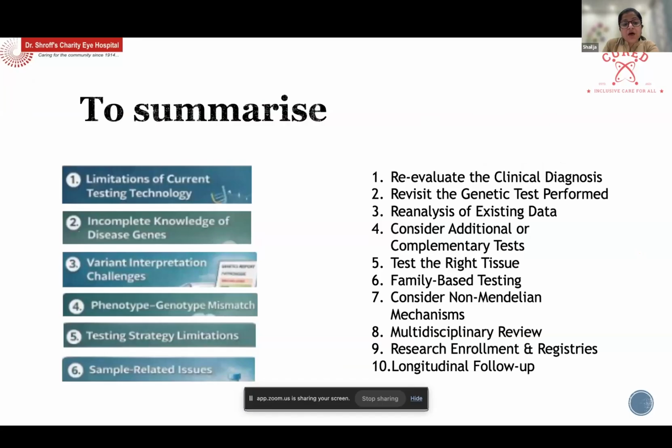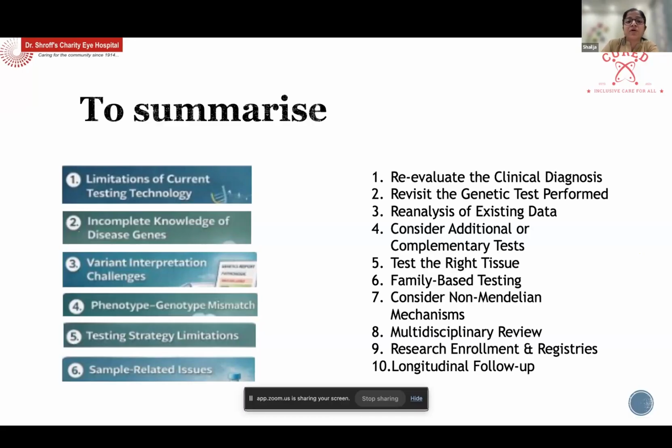So to summarize, all these things which are mentioned on the left can lead to a negative report: the limitations of testing technology, incomplete knowledge that we have, variant interpretation challenges, genotype-phenotype mismatch, testing strategy limitations, and sample related issues. But on the right, what you see is what you can do. First and foremost, reevaluate your clinical diagnosis and revisit the genetic test performed. If you have existing raw data, go and reanalyze it, ask the labs to reanalyze it in light of any new findings that you have, or otherwise also consider additional or complementary tests.